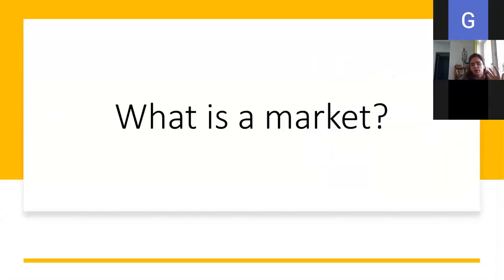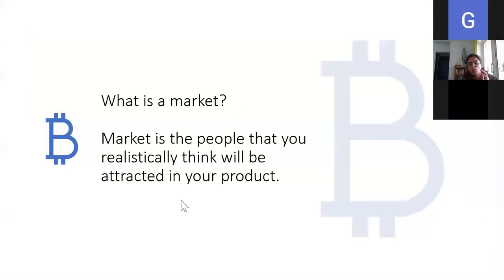But what is market? Ma'am, in general terms, market is a place where buyers and sellers come together to have a transaction of goods and services. Yes. But for a product, for a brand, what is a market? Ma'am, all the people who are the customers of the brand and all the people who are potential customers of the brand. Right, exactly, Veena. That is what market is. So market is the people that you realistically think will be attracted to your product. They are your potential customers.